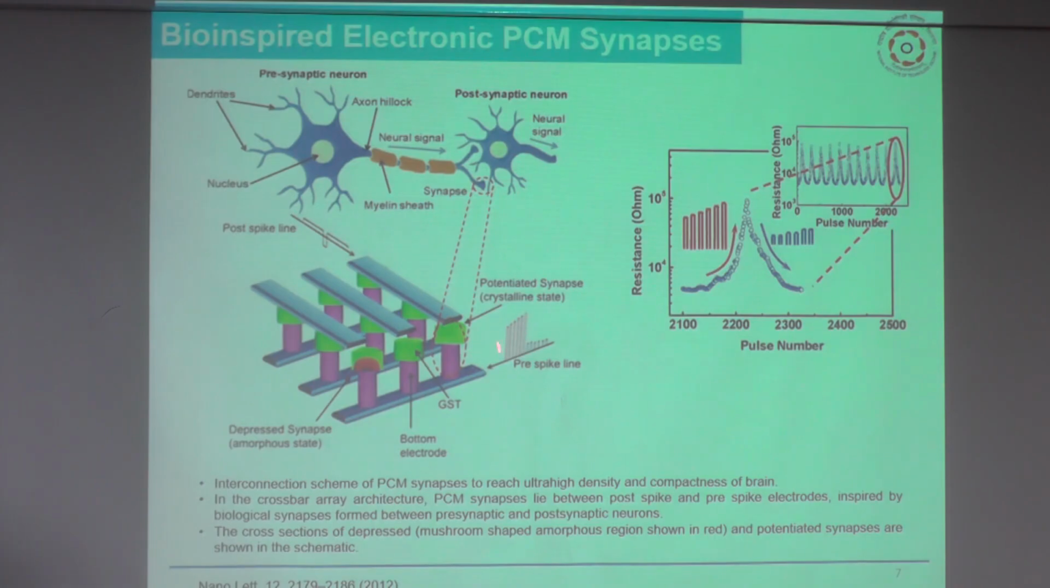So the behavior of this PCM device looks like this, as you can see. The moment you provide a systematic increment in the pulse, you can see here the resistance is getting increased.